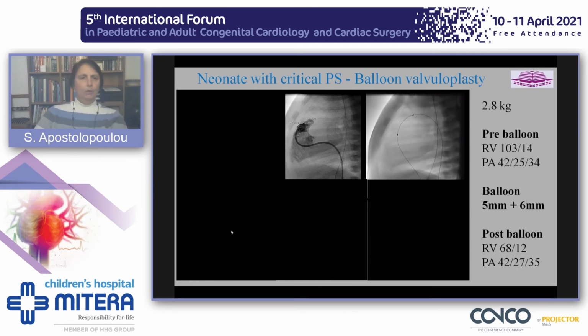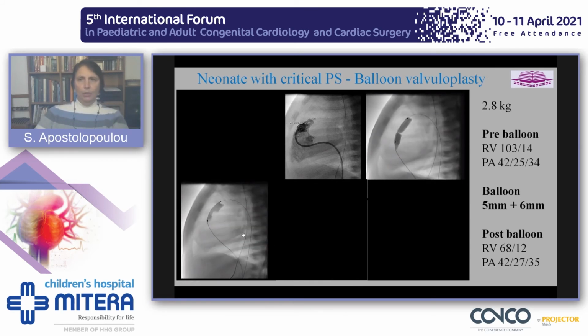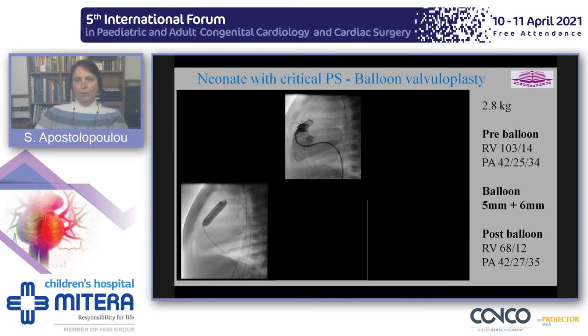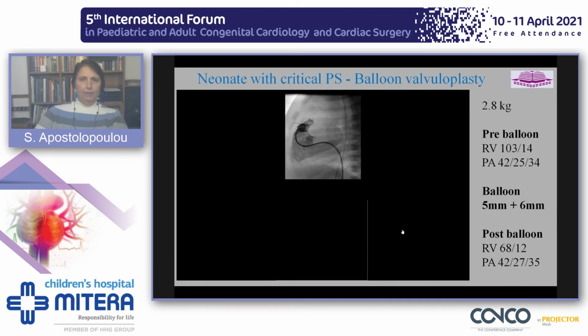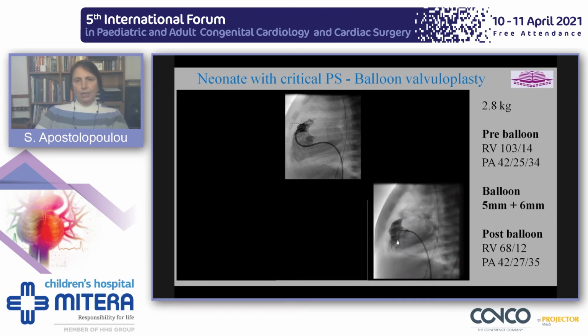This is a 5 millimeter balloon, and this is a 6 millimeter balloon. The pressure was 103 before in the right ventricle. We ended up with 68, and the same in the pulmonary artery. And as you can see here, there is a PI, which is at least second degree, significant PI. And as you can see here, the right ventricle feels a lot better.